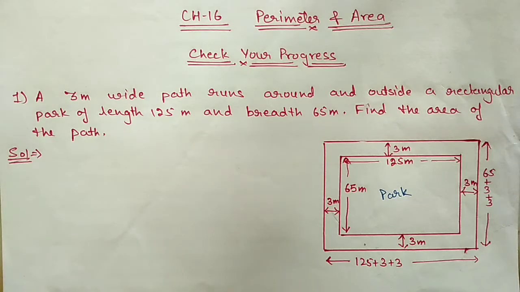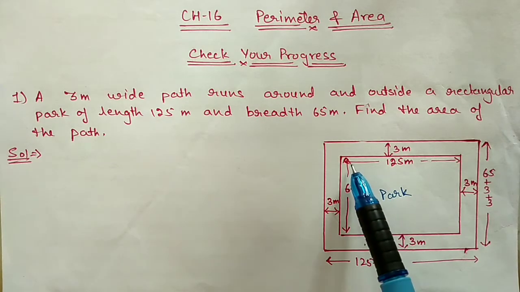Hello students, we are doing chapter number 16, perimeter and area, and today we will start the questions in Check Your Progress of this chapter. So first question is: a 3-meter wide path runs around and outside a rectangular park of length 125 meter and breadth 65 meter. Find the area of the path.